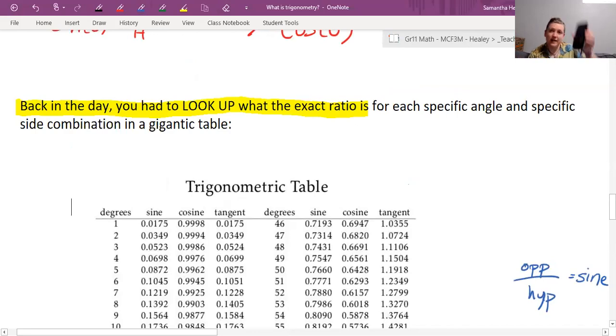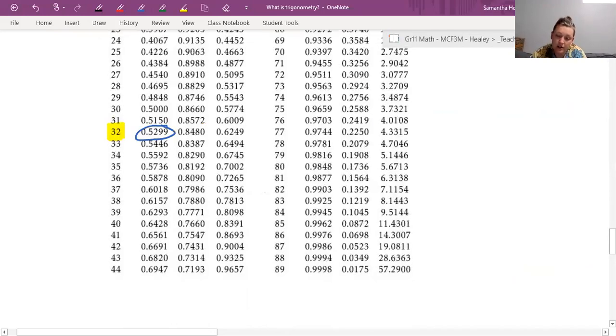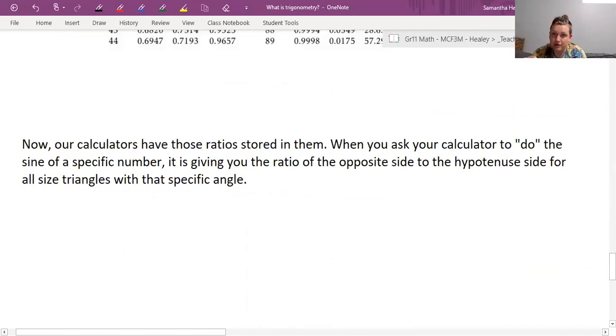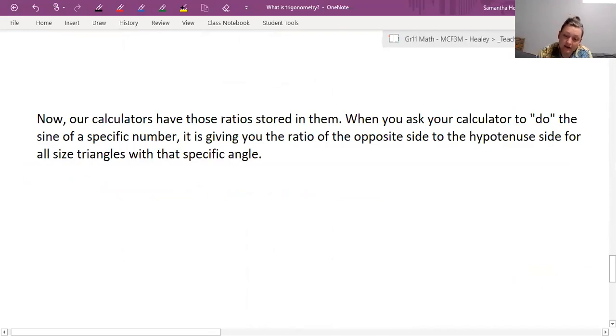So the good news is you no longer have to look up all the specific ratios because you have a fancy-dancy scientific calculator, and all of those ratios are already stored inside this little machine. So all you have to do is ask your calculator to tell you the ratio. So when you ask your calculator to do the sine of a specific number, it's giving you the ratio.